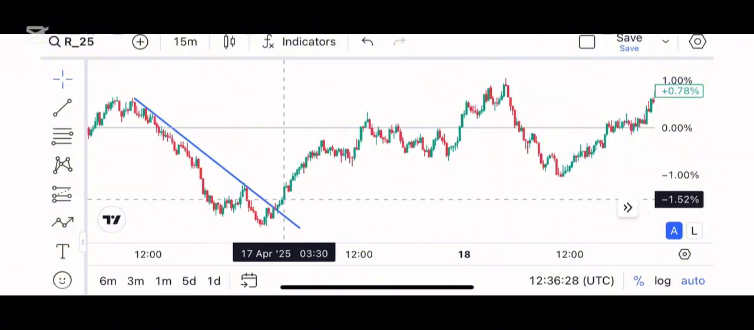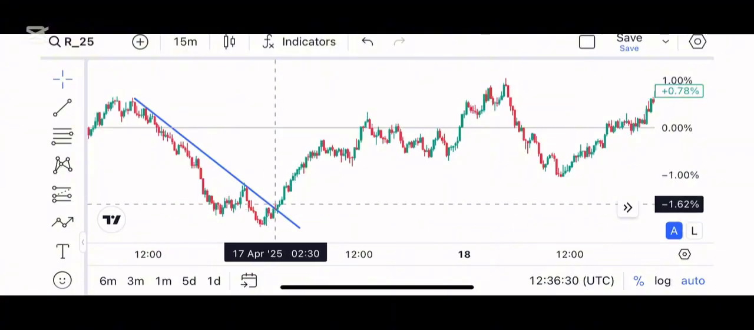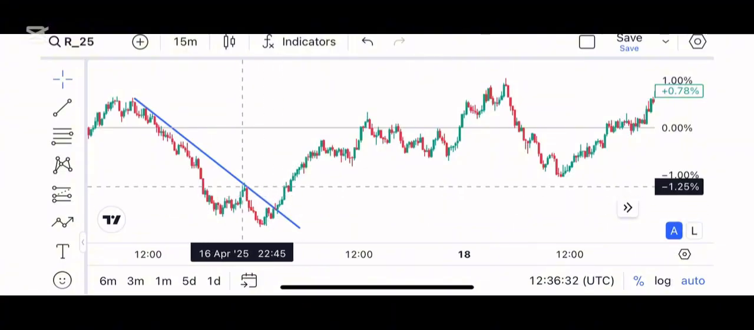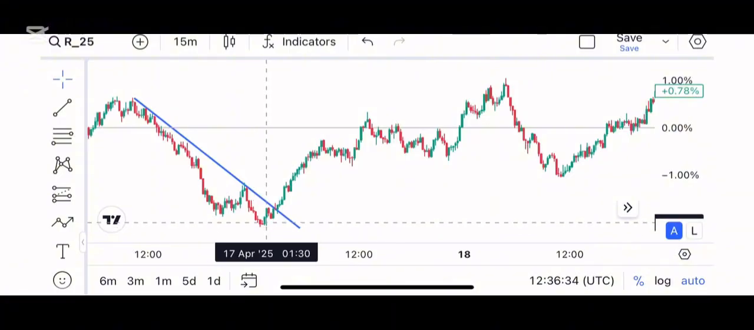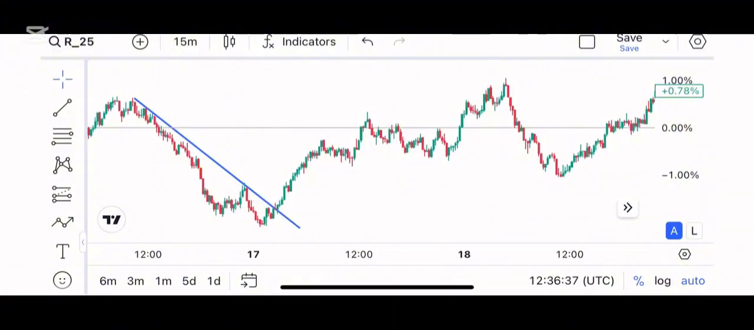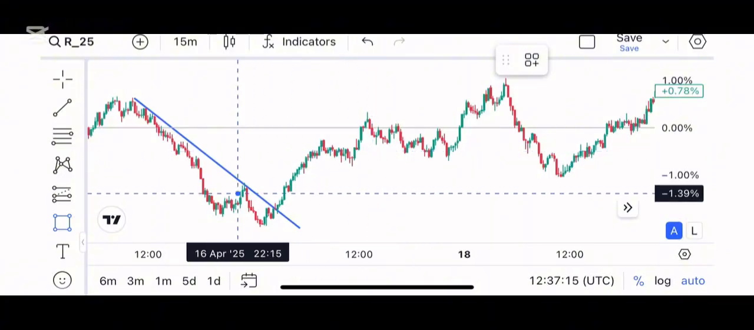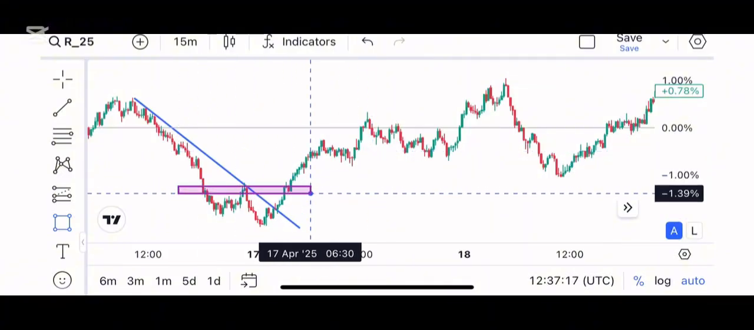There are two things the market needs to break. It needs to break this trendline, and it needs to break the last swing high that brought the market down before it broke the trend. What I'm saying is this: you're going to pull out your zone tool and zone up this place.